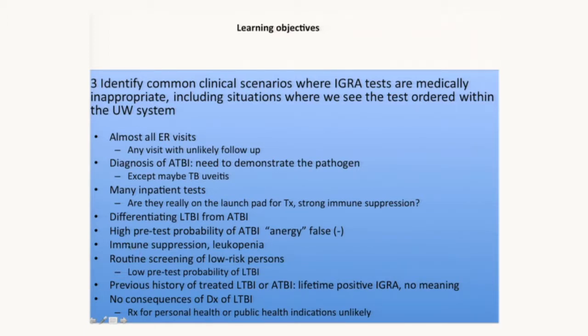Other situations where they're maybe not going to be that useful are immune suppression or leukopenia, and arguably routine screening of low-risk persons isn't really a good idea, because with the current interpretive criteria, you're going to get a lot of what are probably false positives. Previous history of being treated for LTBI or ATBI, it's not an appropriate test because people are going to be positive for the rest of their life.